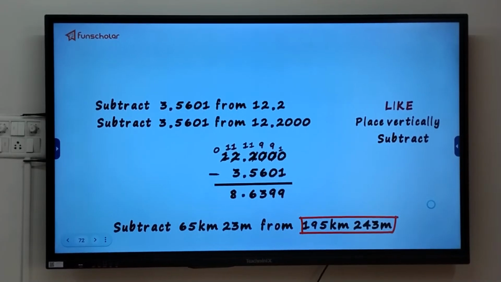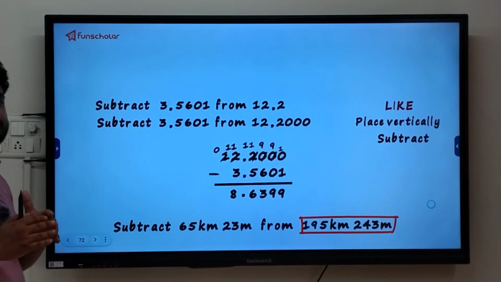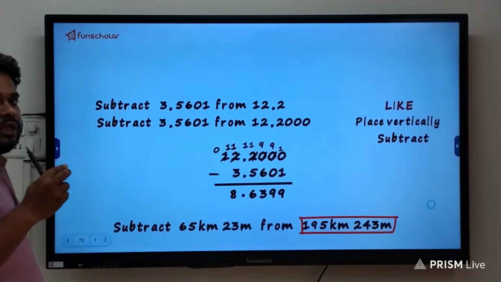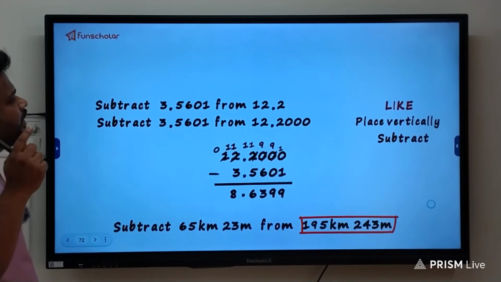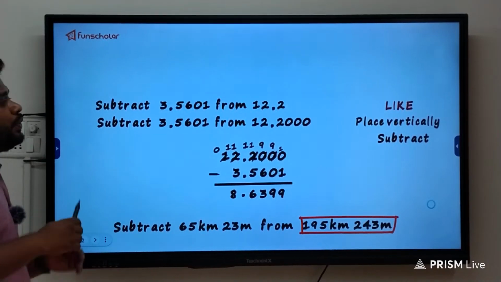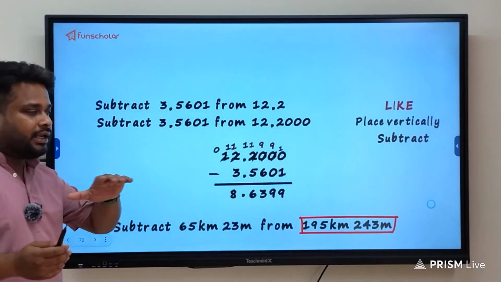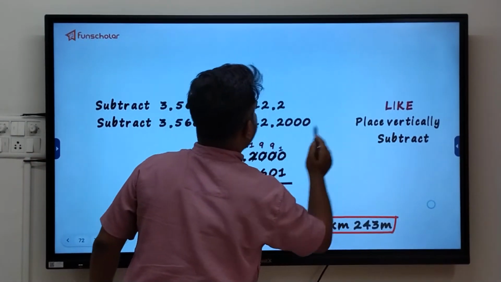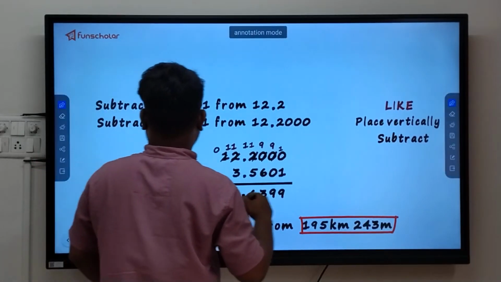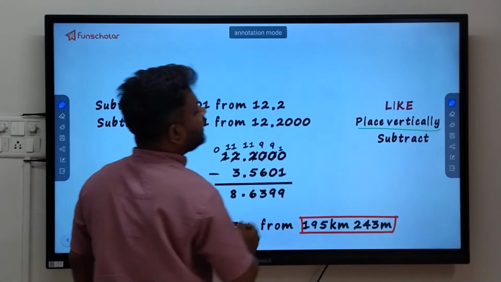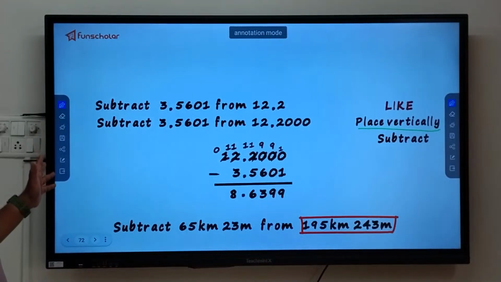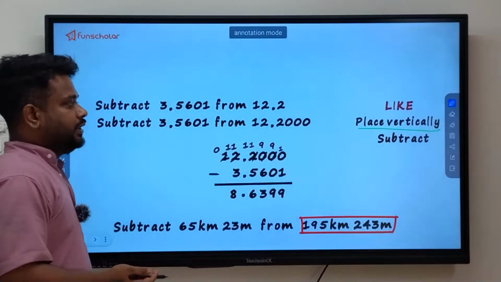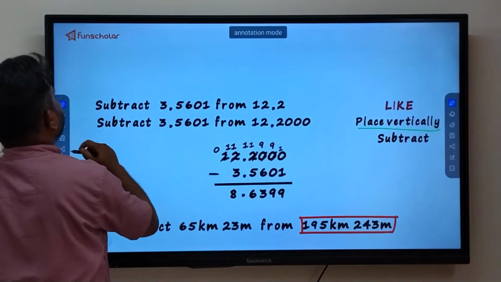Now what about subtractions? Okay, be careful with subtractions, because to do subtractions we have to keep in mind two things. First, we have to place or write down the numbers vertically as well, just like in addition. And then we have to subtract.